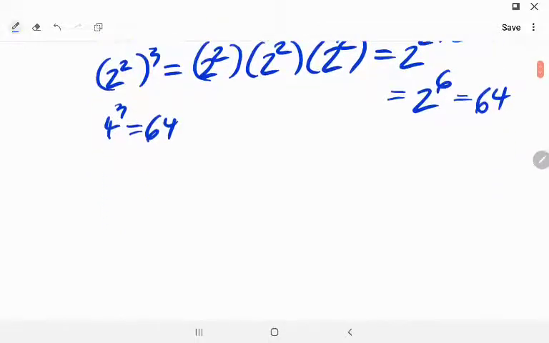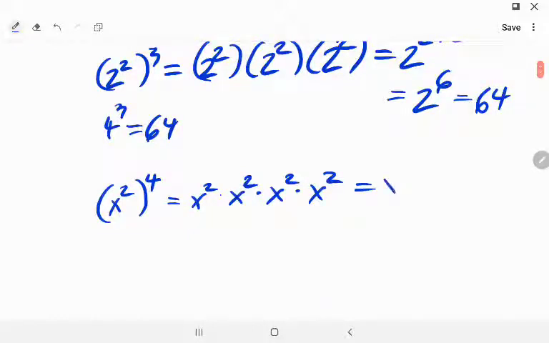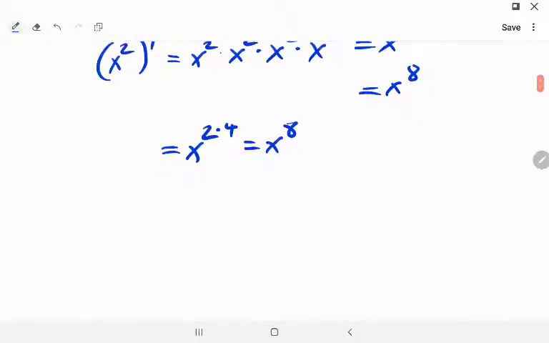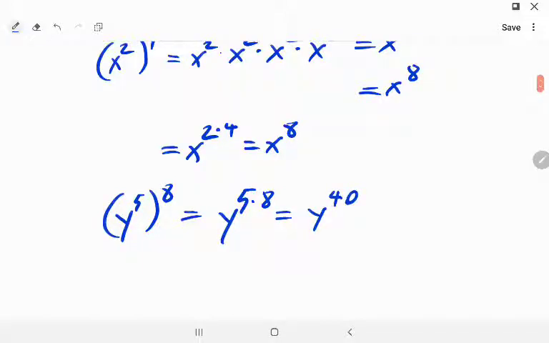So this comes in handy if we're looking at things like x squared to the 4th. We'd rather not have to write x squared times x squared times x squared times x squared, which equals x to the 2 plus 2 plus 2 plus 2, equals x to the 8th, when all we have to do is say x to the 2 times 4 is x to the 8th. That's especially handy if we have something like y to the 5th to the 8th, where we'd really rather just write y to the 5 times 8 equals y to the 40th.